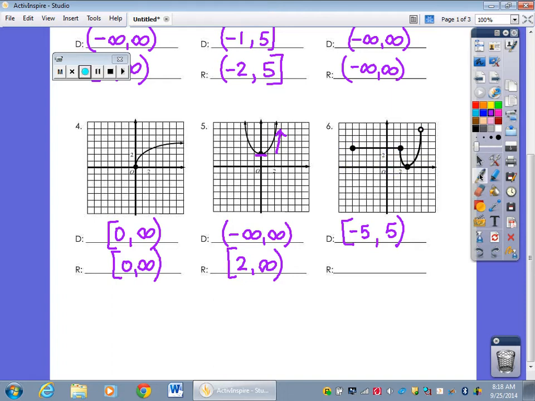Now, your range is going to go from the very bottom of the graph to the very top of the graph. So you're going from 0 to 6, and on the bottom, that's a closed dot, so you're including it. And on the top at 6, you're not including it.